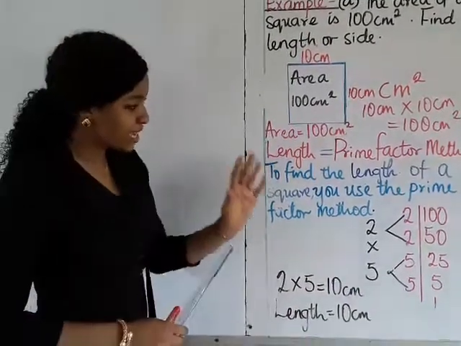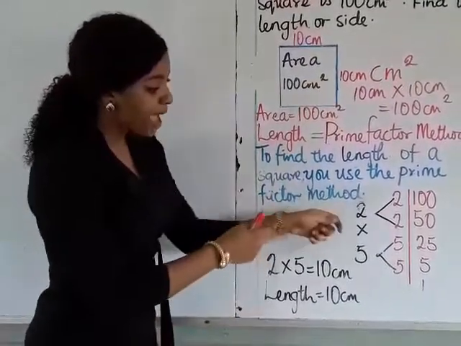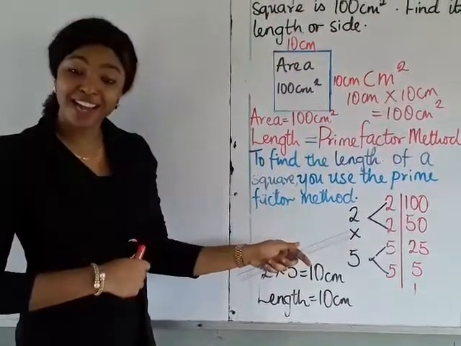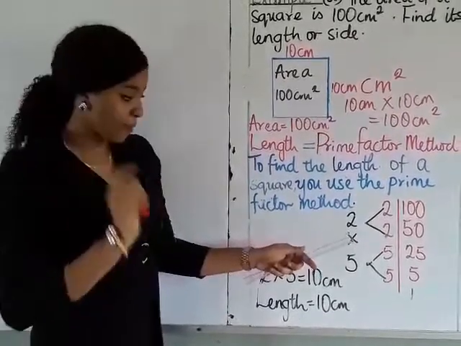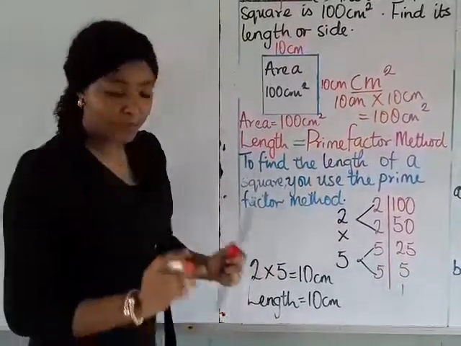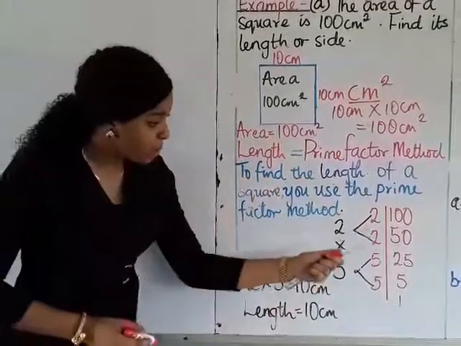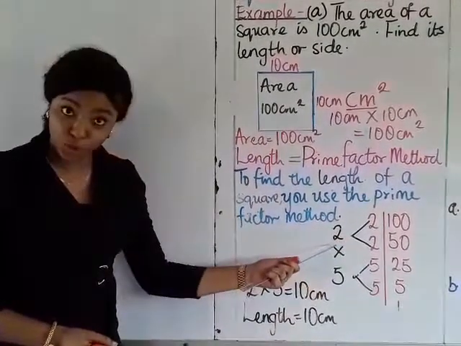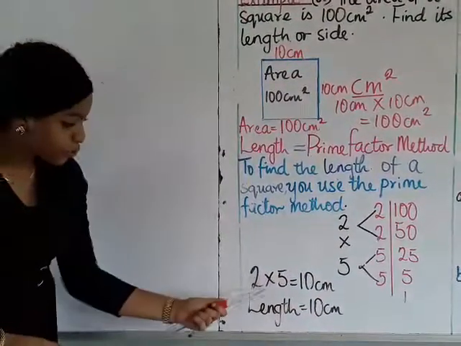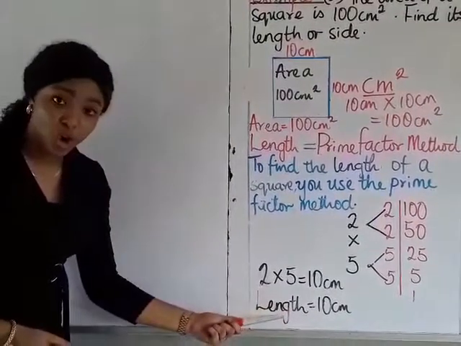Now, children, for us to get the length or the side of this shape, we have to pair them in 2s because the square unit of area is centimeters square. And that is why we are pairing them. This is it, centimeter square, okay? So now when we pair this, remember to pair the same numbers. So we pair 2 and 2, this will give us 2. And pair this, which will give us 5. Now we multiply. 2 times 5 equals to 10 centimeters. And that is your length.